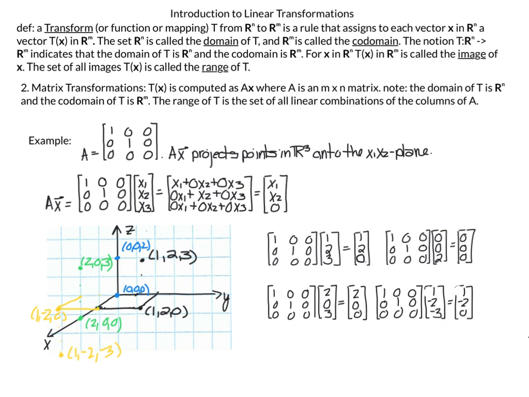But what happens is all these points basically get projected down into the xy plane, which is exactly what this is saying here. Ax projects points in R3 onto the x1, x2 plane. In this case, I called x1 x, and x2 I called y. So from 3 space, projected down onto a plane.